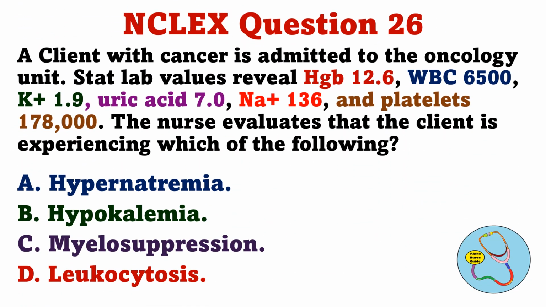A client with cancer is admitted to the oncology unit. Stat lab values reveal hemoglobin 12.6, white blood cells 6,500, potassium 1.9, uric acid 7.0, sodium 136, and platelets 178,000. The nurse evaluates that the client is experiencing which of the following? A. Hypernatremia. B. Hypokalemia. C. Myelosuppression. D. Leukocytosis.